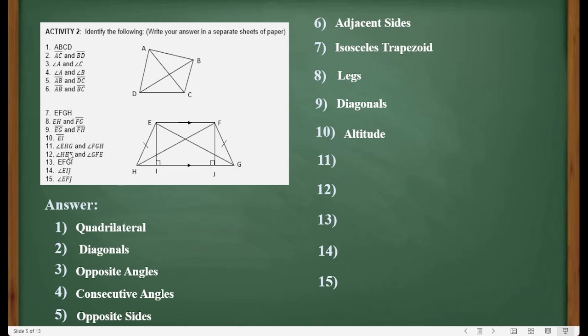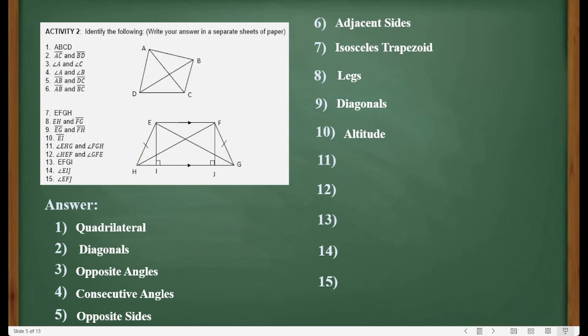Next, we have a pair of angles here. Each of these two angles uses 3 letters. Now, where can we find this angle EHG? This one. Angle EHG, this one. Okay? And the other angle, FGH, this one. Angle FGH, this one.